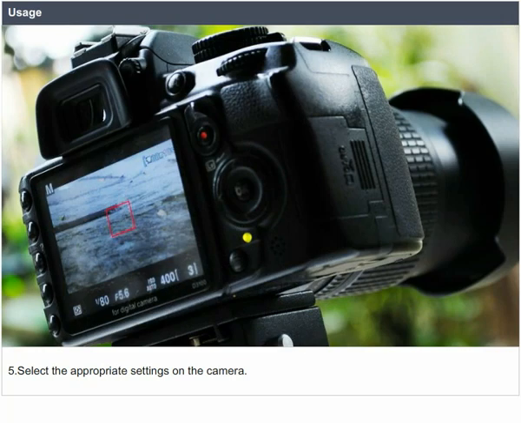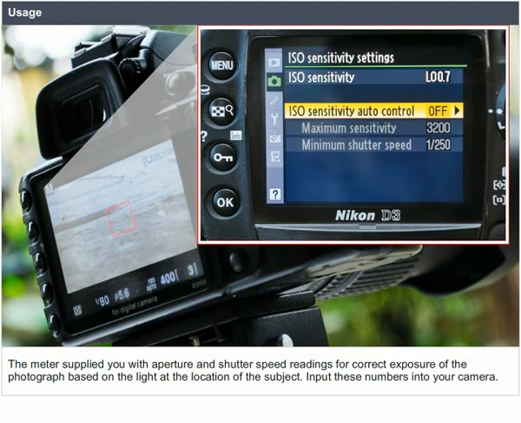The meter supplied you with the aperture and shutter speed recordings for correct exposure of the photograph based on the light at the location of the subject. Input these numbers into your camera.